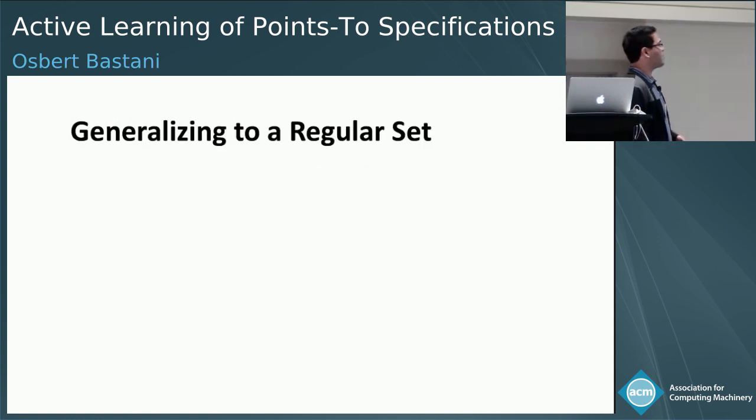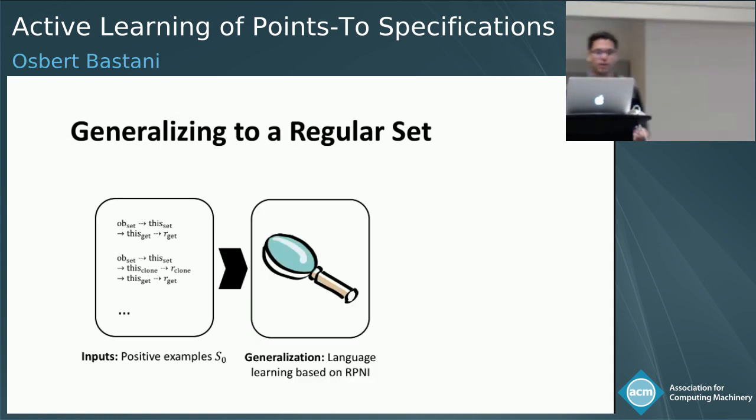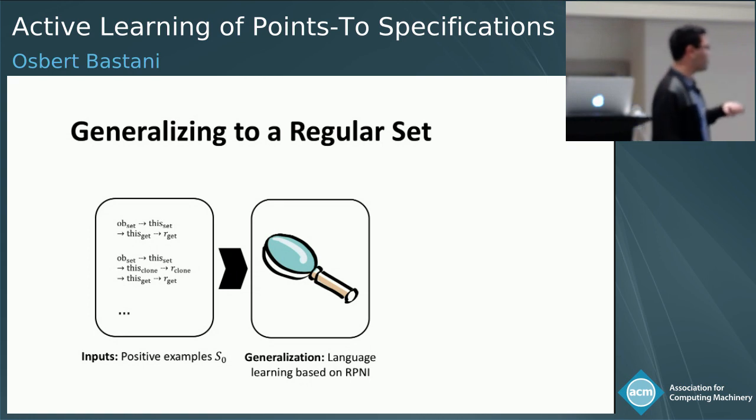And finally, the third step of our algorithm is to generalize to a regular set. We start off with this set of positive examples, S0, from the previous step. We use a language learning algorithm to generalize this set of positive examples to a regular set of path specifications. It's basically a learning algorithm based on RPNI.